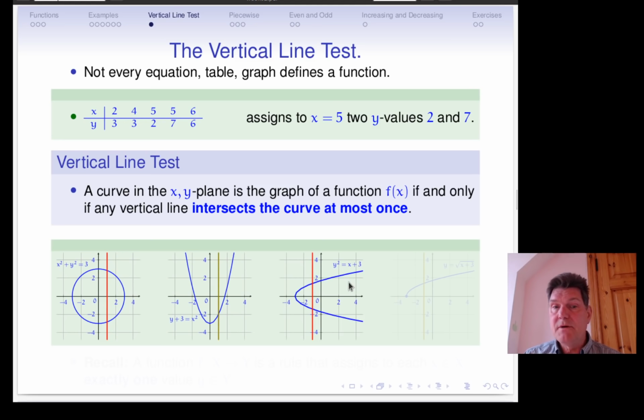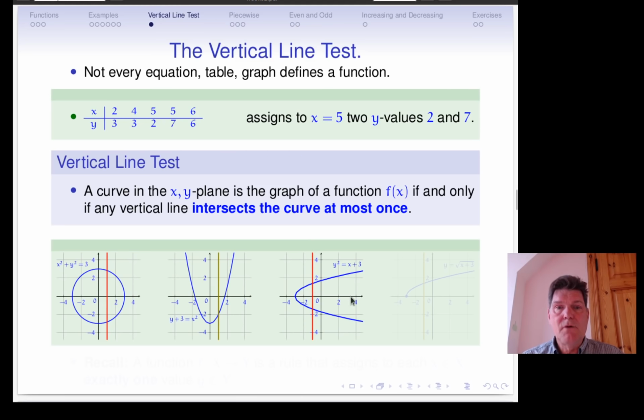Next example here is a parabola lying on its side. It's again a curve that can be easily described by a formula. The formula here would be y squared equals x plus 3, for example. But being a parabola lying on its side with its two arms, if you draw a vertical line here, a red vertical line through this parabola, you get two intersection points. This curve is not the graph of a function.